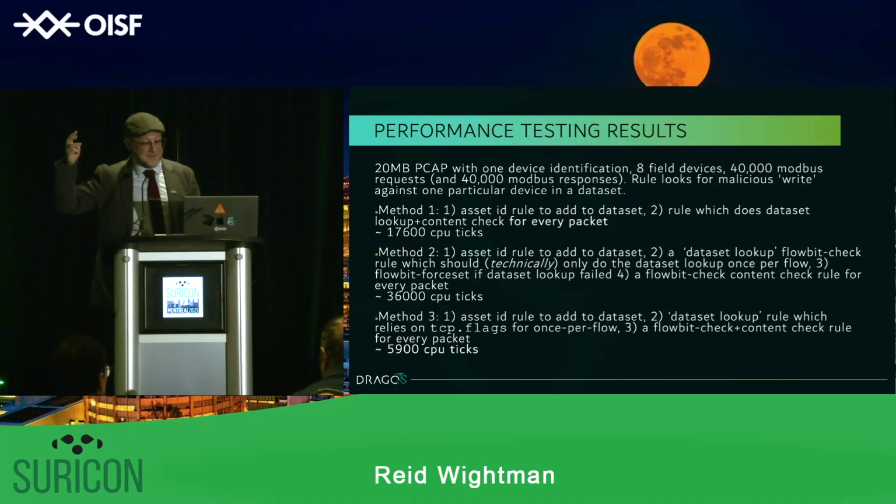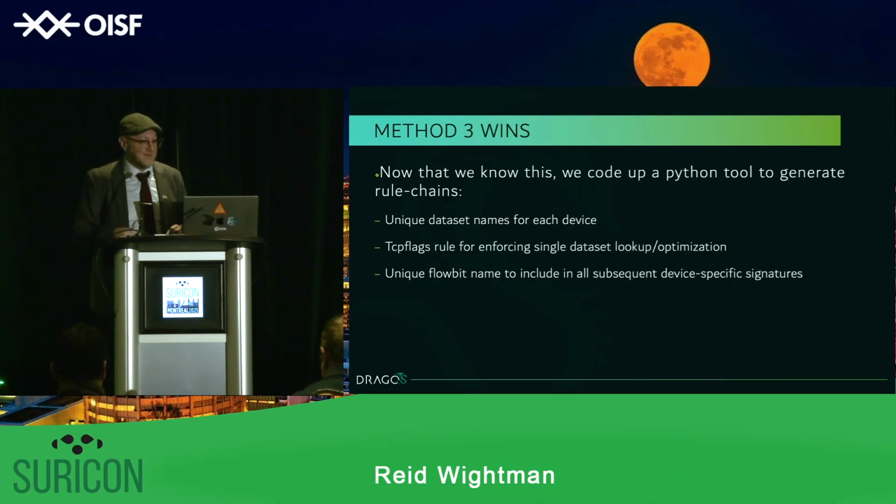But method three was that TCP SYN flag thing, and that thing was by far the winner. It used about a third of the CPU time as the next best method. So I thought, all right, cool.